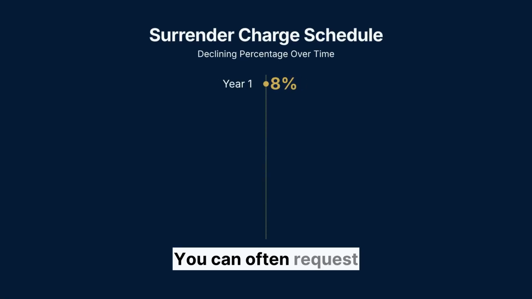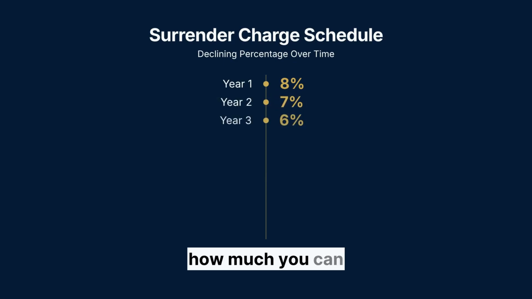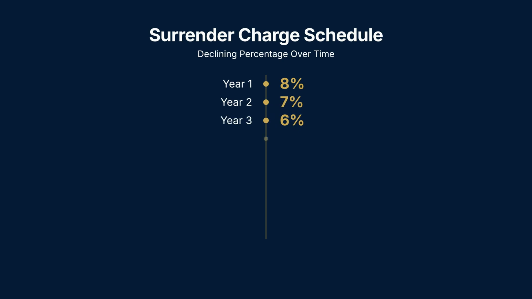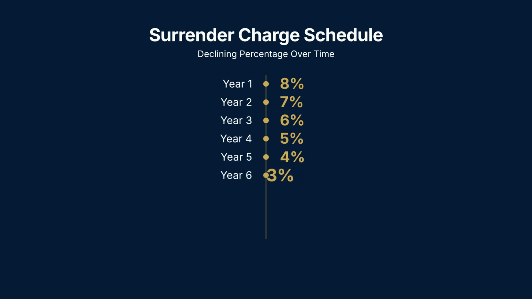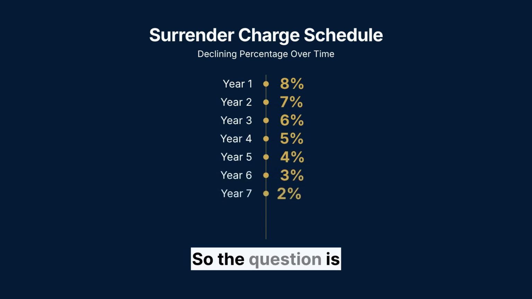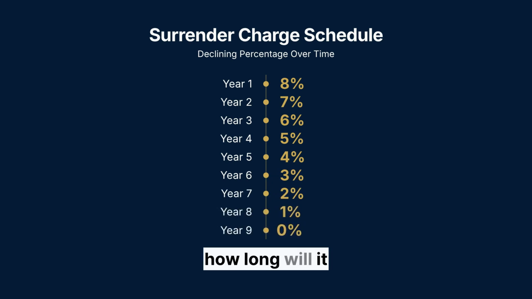You can often request a withdrawal, but the insurance company may limit how much you can take without a charge. The contract may also include rules that reduce your account value or future benefits when you withdraw money. So the question is not only, can I get my money? You should also ask, how much can I get? How long will it take? And what will it cost me?